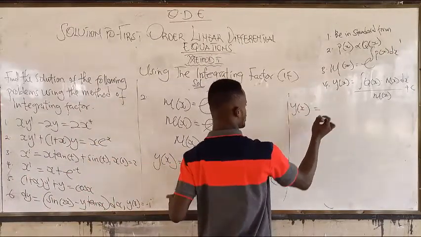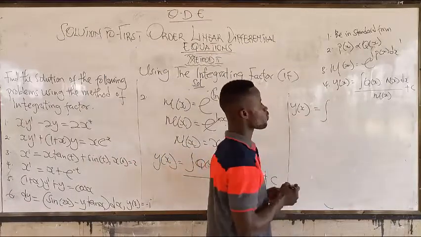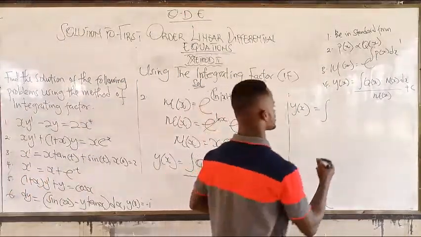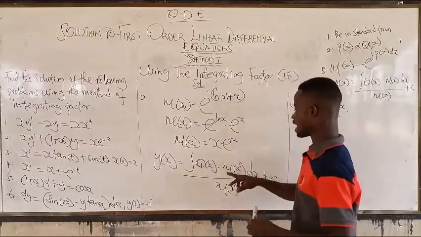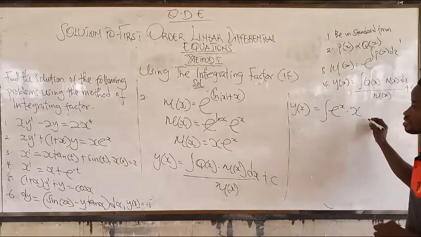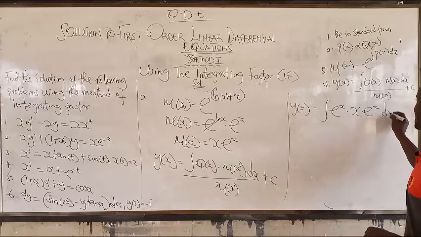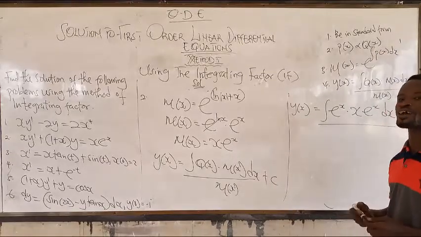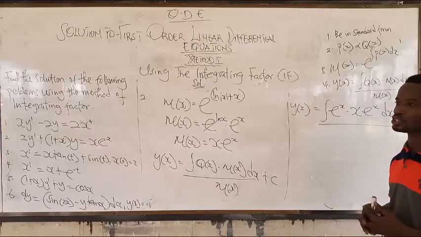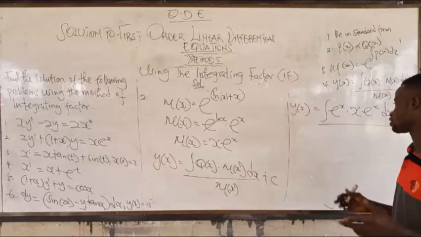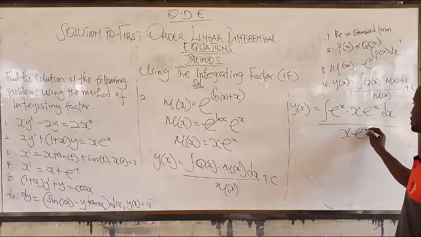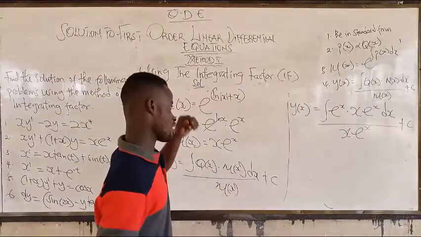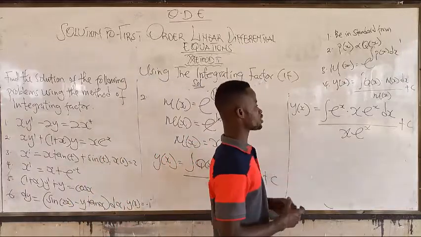So y of x is equal to the integral of what is Q of x? We know Q of x to be e raised to the power x, multiplying by the integrating factor, and that is x e raised to the power x dx, all this over... Now, when you are doing the substitution, it will become somehow scary, but don't worry. Hope you remember your integration well, so don't worry. So the integrating factor for the denominator is going to be this. Very good. Then we add plus c, that is after being done with everything. Alright. So, we are going to take the integration.